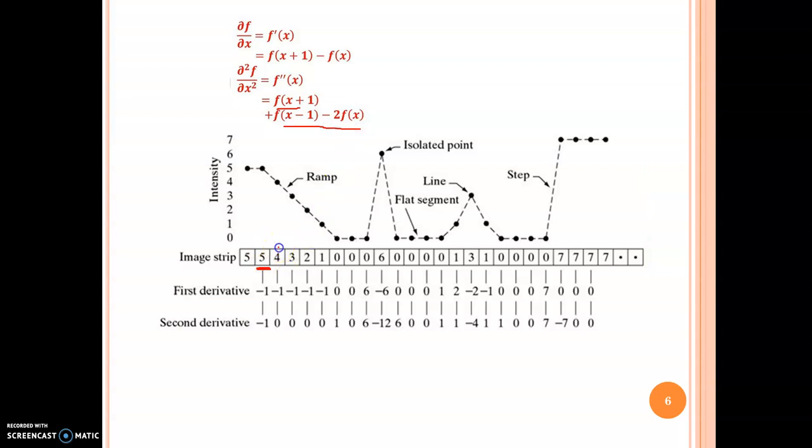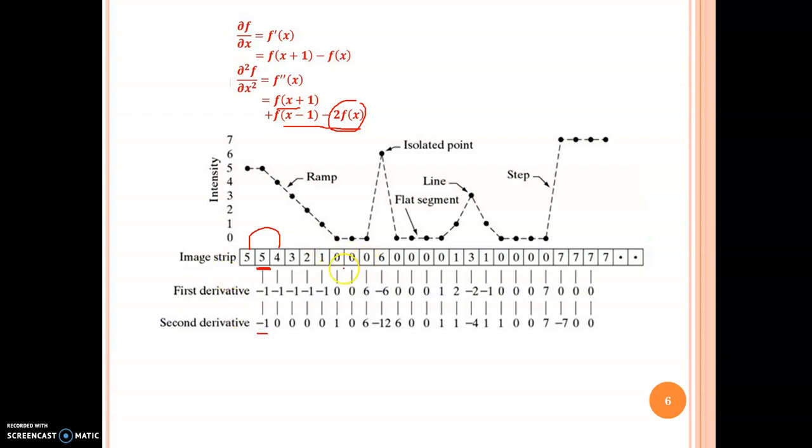So this is my f(x) plus 1. So 4 plus f(x) minus 1, that is 4 plus 5, that is 9, minus 2 times f(x). So 9 minus 2 times 5, 2 times 5 means 10. So 9 minus 10. So my answer is minus 1.